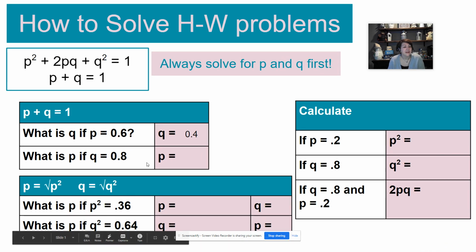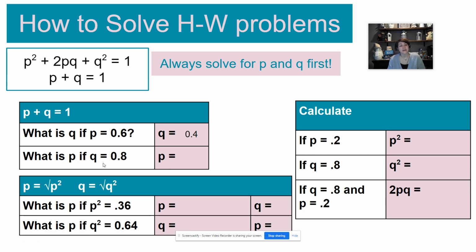All right. The next problem says, what is P if Q equals 0.8? Well, again, P plus Q have to equal 1. So with 0.8, to get up to 1, P has to be 0.2, or 1 minus 0.8 is 0.2. So that's the very quick and easy one. If you're given a P, find the Q. If you're given a Q, find the P.